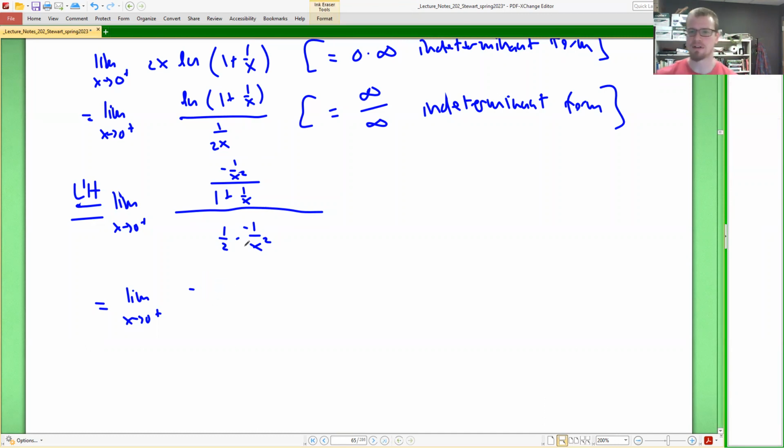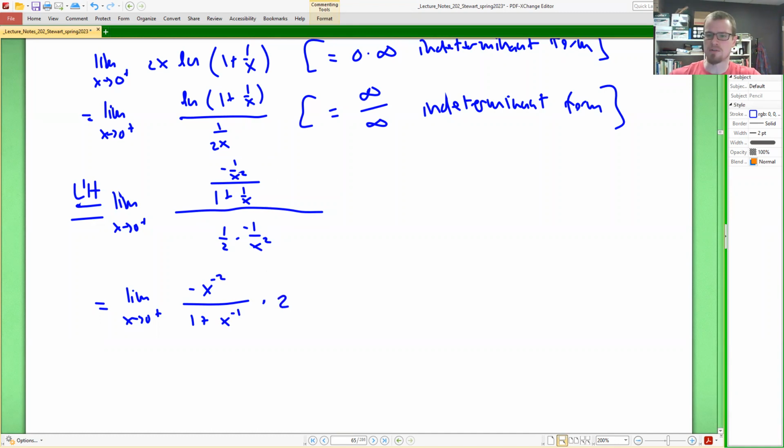And actually maybe trying to avoid the appearance of complex fractions, I can write this as negative x to the negative second divided by 1 plus x to the negative first. That's my numerator. And my denominator is going to be, the reciprocal would be 2 times, right? This is just one big fraction, 2 times x squared over -1. So our negatives will cancel out. The x to the -2nd and x squared will cancel out.